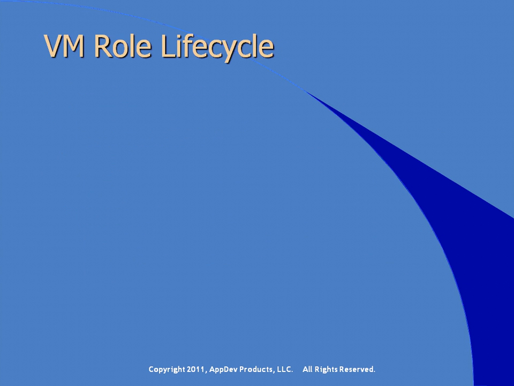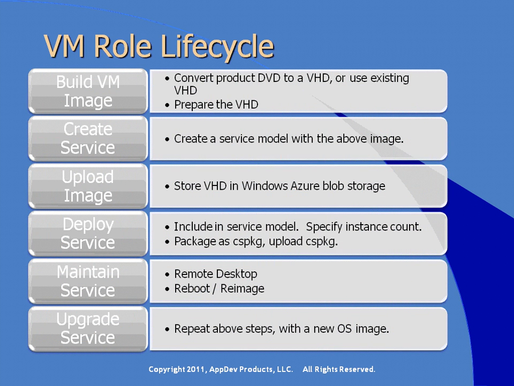Using a VM role is a multi-step process, beginning with the creation of your base image. You then need to create your service, upload your image into a blob, and then deploy your image. Once the image is deployed, you can maintain that service, remote desktop into that image, and you can upgrade that service at any time with a new OS image.